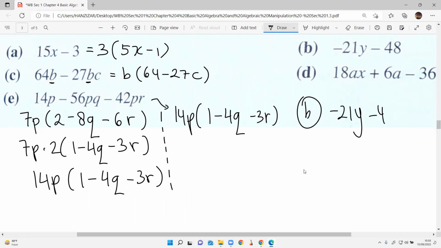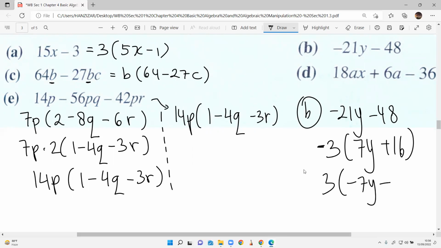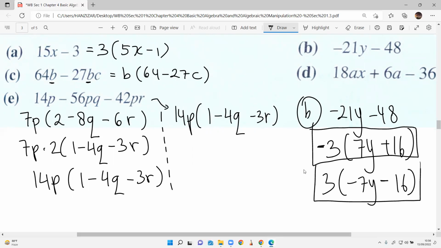How about B? I get rid of -3, guys. Okay. So 7, right? Because we don't have the negative anymore. -21 divided by -3, 7. Y. -48 minus plus 16. Can we use 3 too? Yes, you can. -7y minus. It's the same. Yeah, either this or this. They are acceptable.